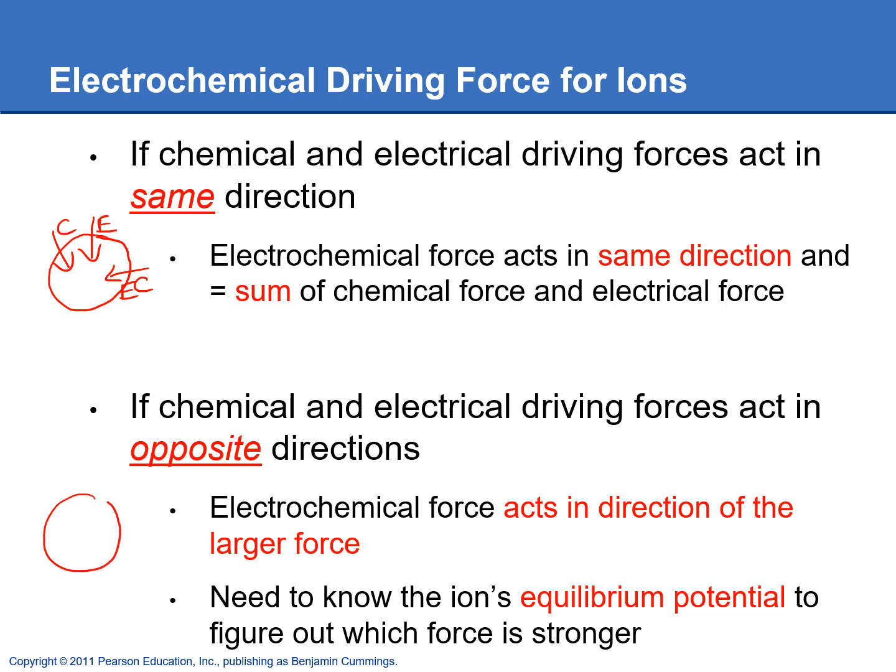But if you have the electrical and chemical forces going in opposite directions, so maybe chemical is going in and electrical is going out, we can't tell which direction the electrochemical driving force is going because it depends on which of those two forces is bigger. So we need a little bit more information to figure out which one is bigger and is going to win, and that'll be the direction that the electrochemical force will be going. So the piece of information we need to know is the ion's equilibrium potential.